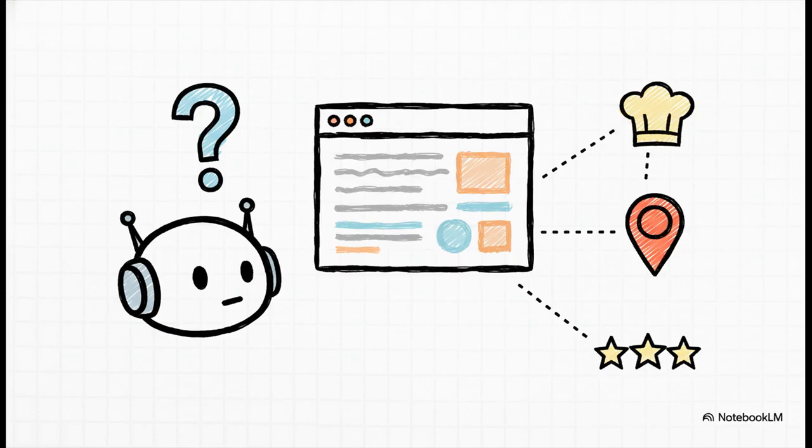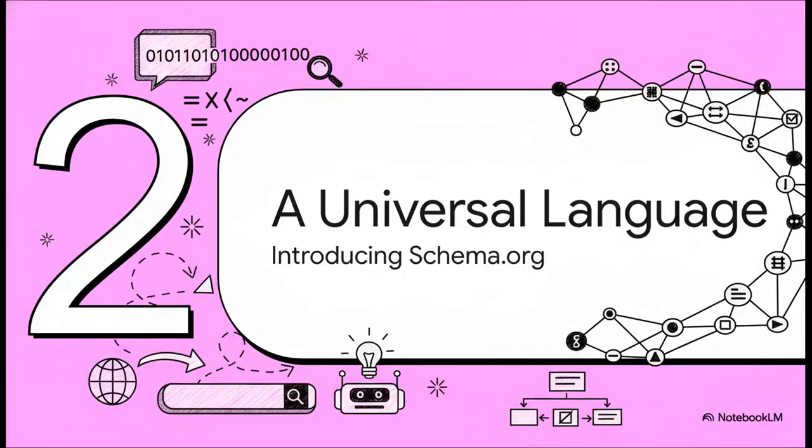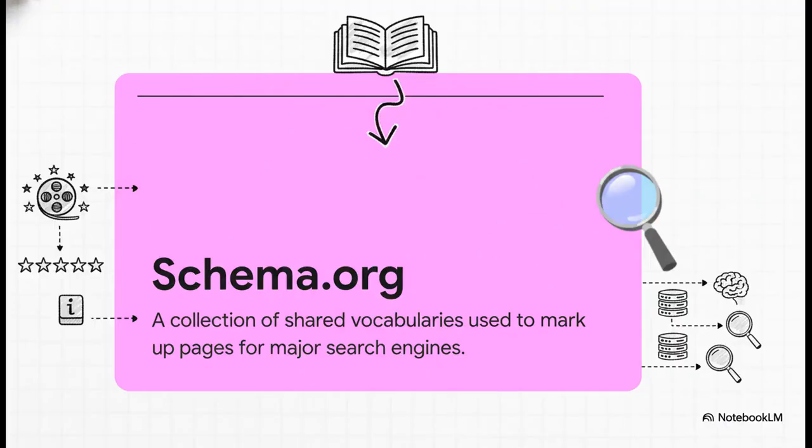And that means we get search results that aren't quite right, whether we're typing into a search bar or asking our smart speaker a question. So what's the fix for this? Well, it's actually this really brilliant solution called schema.org. The best way to think about it is like a universal translator, a common language built specifically to solve this problem of meaning. The official definition calls it a collection of shared vocabularies, which sounds a little dry.